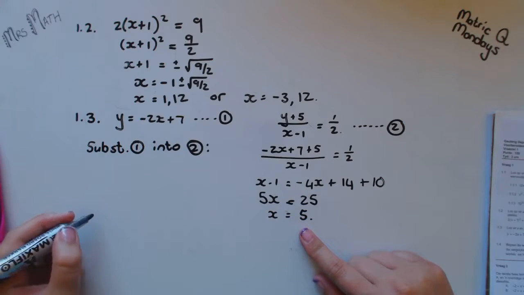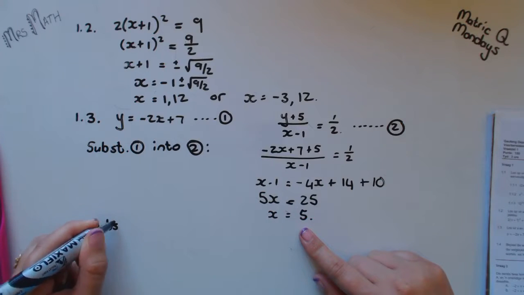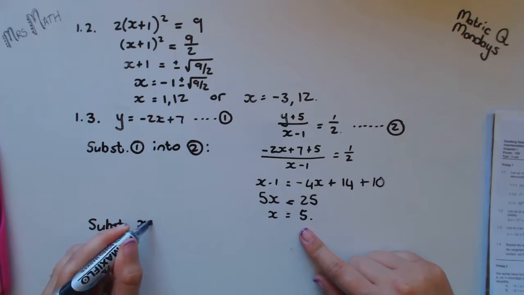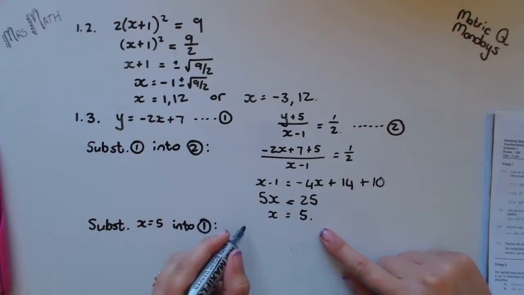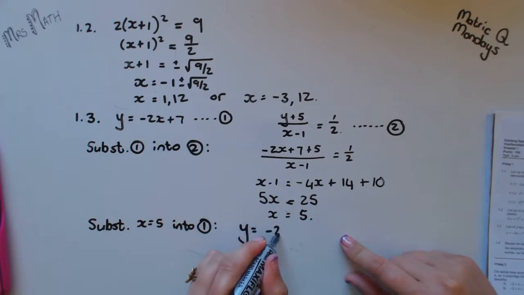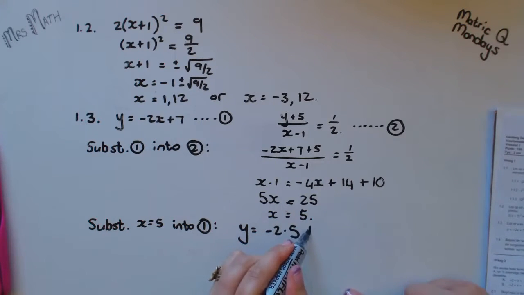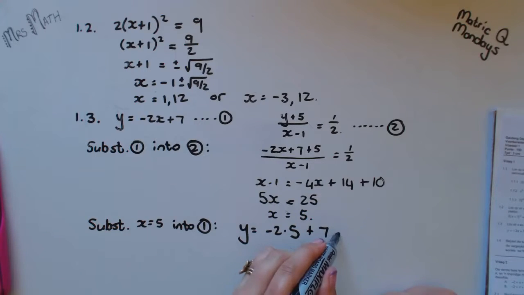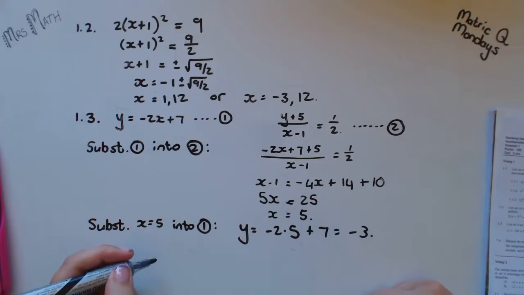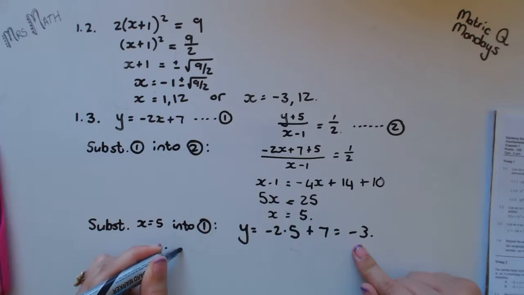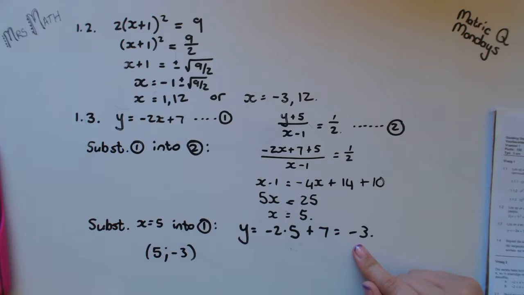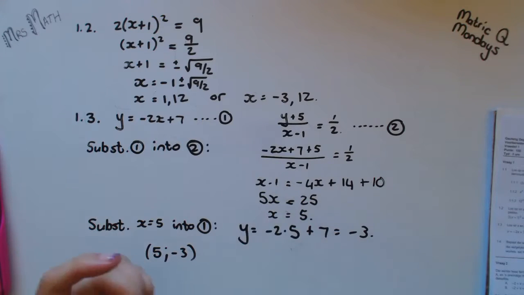So I'm just going to say, okay, substitute x equal to 5 into 1. Okay, so I've got y is equal to minus 2 times 5 plus 7, and this is minus 10 plus 7, so it's minus 3. Right, so I've got the solution. x is 5 and y is minus 3. That's my solution. Okay, and then lastly, I'm just quickly going to do question 1.4.